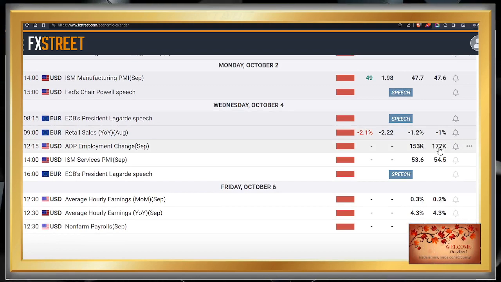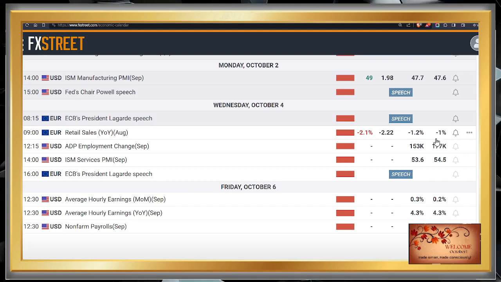Now, if we look at the previous data here, it came in at 177,000 for the month of August. And now economists are projecting a 153,000, which is a sign that there is a projection of contraction in that sector. So we will be looking forward to what the actual data is going to be like. Will it be just as expected, below expectations, or even beyond expectations?